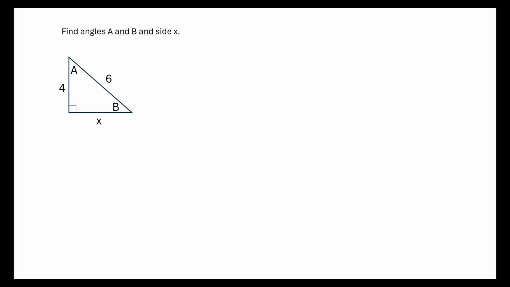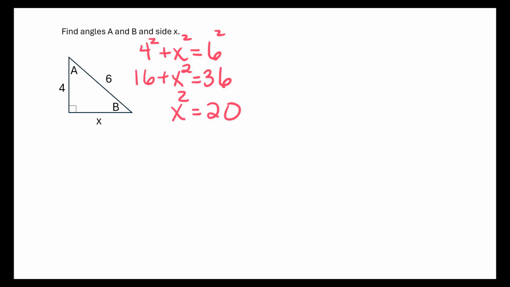So Pythagorean theorem says that 4 squared plus x squared is 6 squared. Okay? You can't just put these numbers in any order you want. The legs, the two sides that meet at the right angle, have to be on one side of the equation. The hypotenuse squared has to be on the other side. So 16 plus x squared equals 36. If you subtract 16 on both sides, you're going to have x squared equals 20.